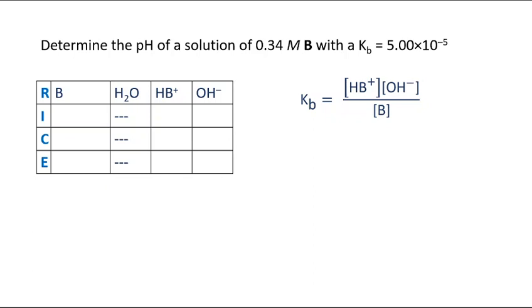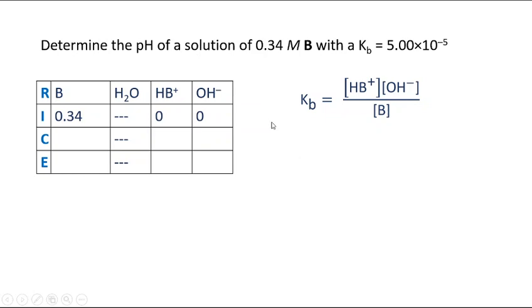Now that we know this bit of information, let's start plugging in what the problem gives us. Fortunately, it's not too much, but it's enough for us to get by. We know our initial concentration of the base is going to be 0.34 molarity because that's what's given to us. We know the initial concentration of our HB plus and our OH minus is going to be 0, because initially these things don't exist. So the initial concentration of our base is 0.34, and the initial concentration of our HB plus and our OH minus is 0.